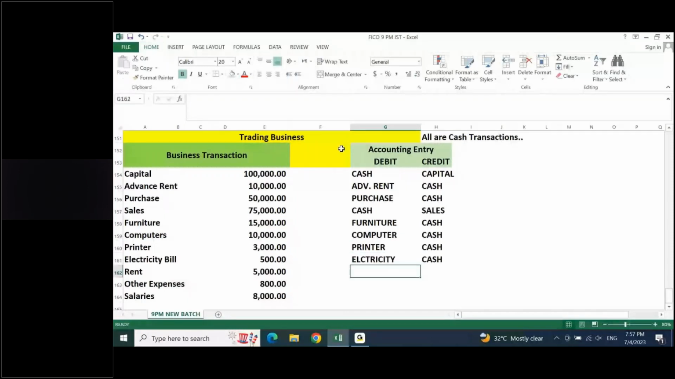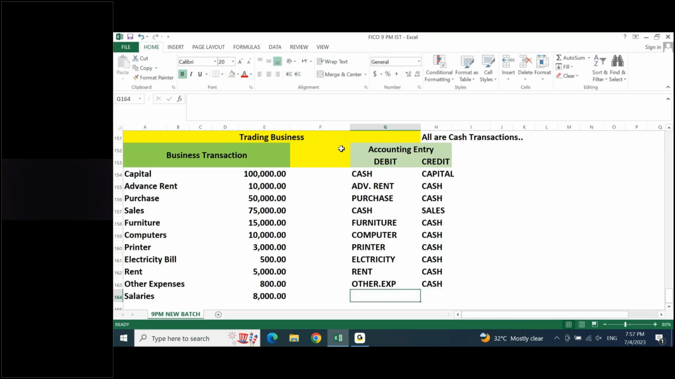For rent, rent account debit to cash. Rent debit, cash credit. For other expenses, other expenses debit, cash credit. Other expense debit, cash credit.